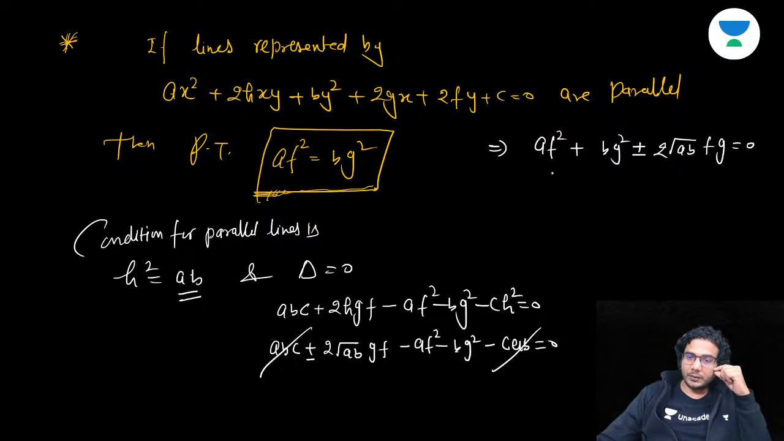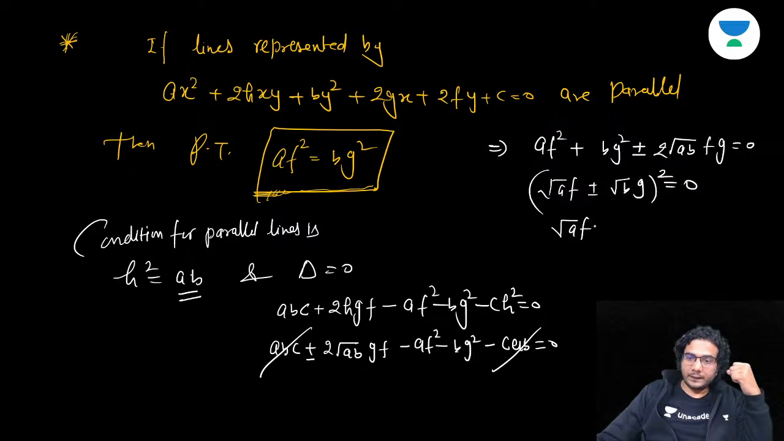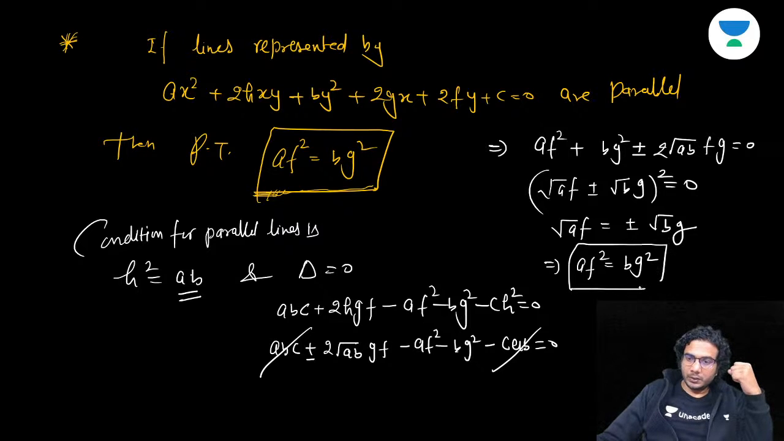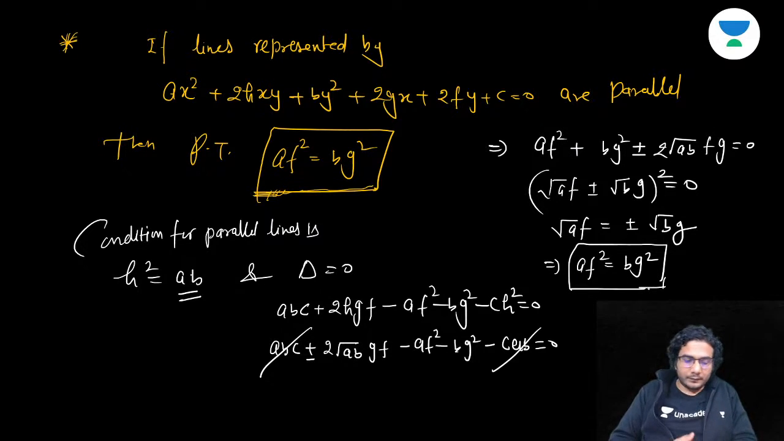You will get af square plus bg square plus minus of 2 under root of ab fg is equal to 0, which can be written as root a f plus minus of root b g the whole square is equal to 0, and in this way you'll get root a f is equal to plus minus of root b g, and after squaring this you'll get af square is equal to bg square. I hope now you would understand it. Basically, you need to combine both the conditions: condition for this equation to represent two lines, and lines are parallel. Got it?